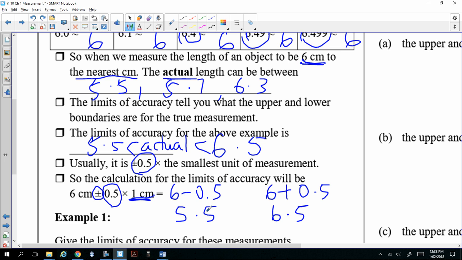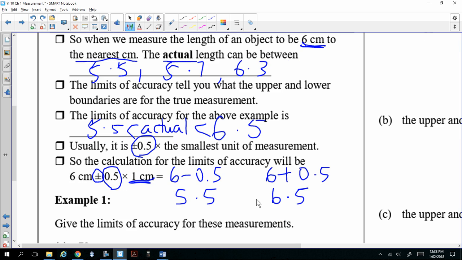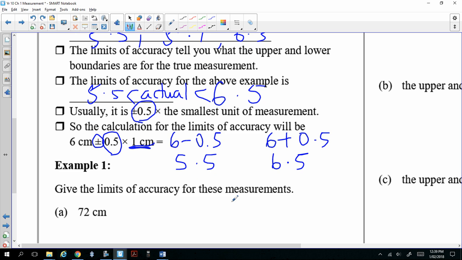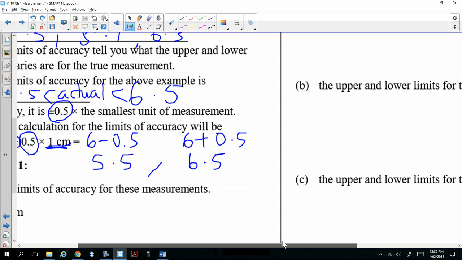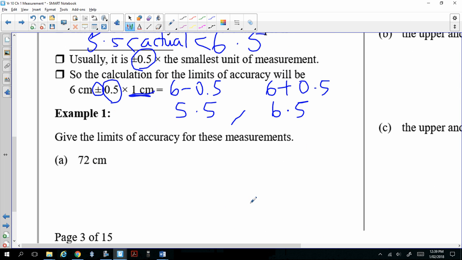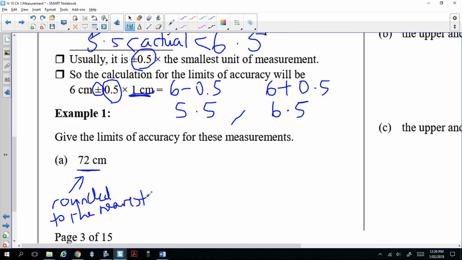Okay, so now we're going to calculate the limit of accuracy for these measurements. What you need to do is write down the smallest value it could be and the highest value it could be. In this case, 72 centimeters. It looks like that person has rounded to the nearest centimeter, so the smallest unit is 1 centimeter.